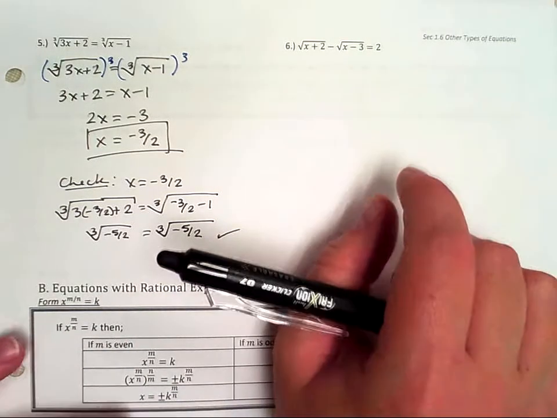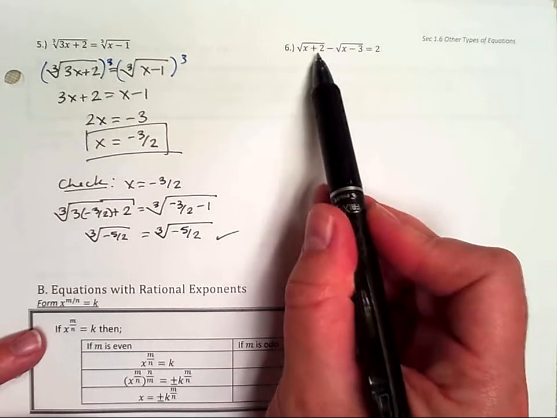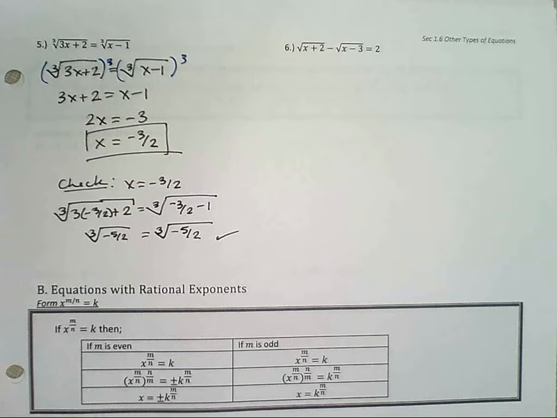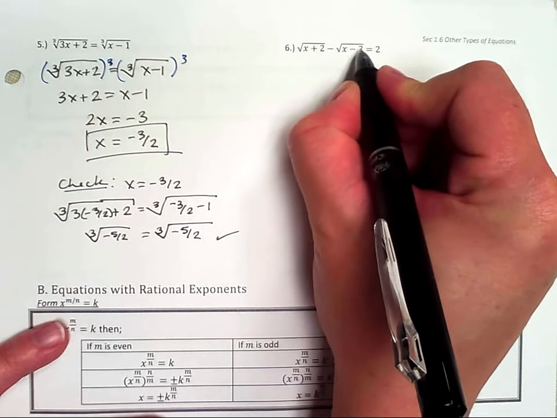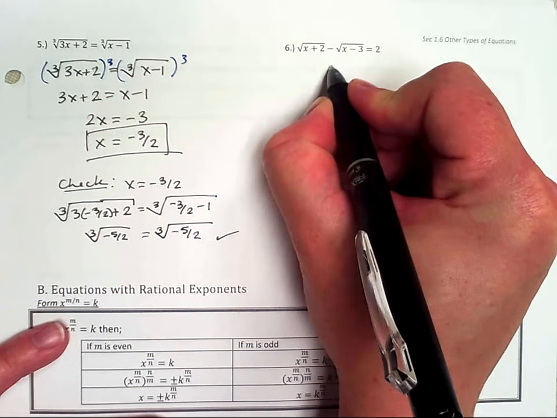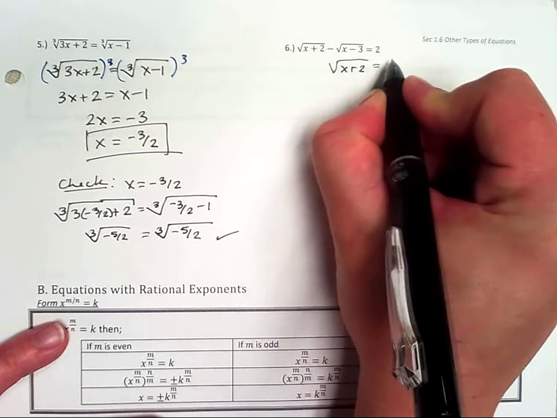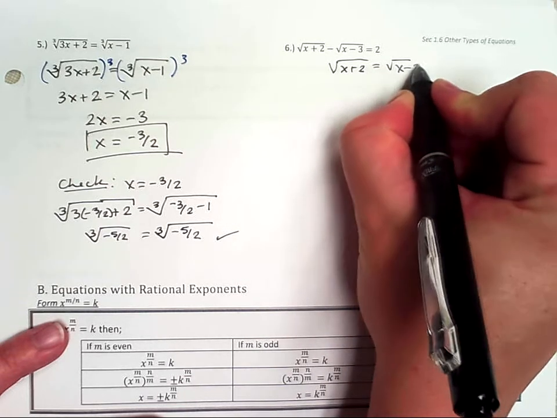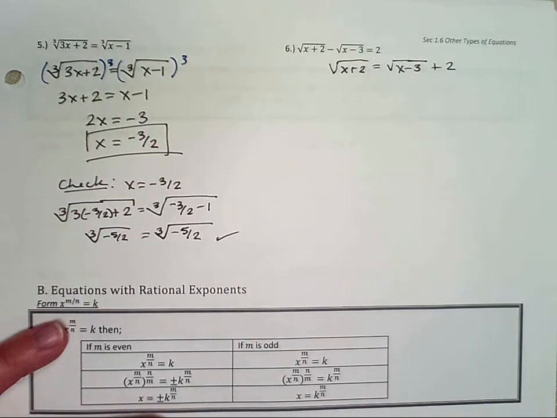So what's the deal with number 6? There's 2 roots, there's 2 radicals, and there's a number. So the first step is we need to isolate one of those roots, whichever one we want. So let's add the square root of x minus 3 to both sides, and I have the square root of x plus 2 equals the square root of x minus 3 plus 2. So now I'm going to square everything.